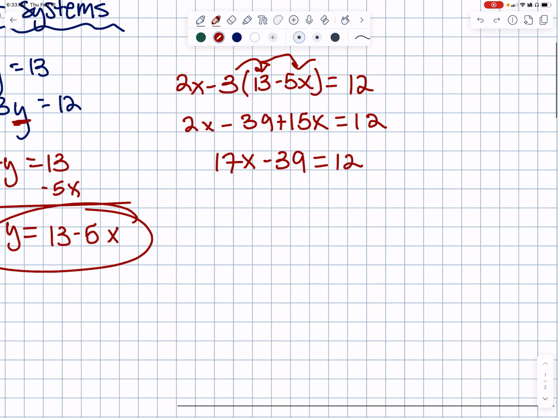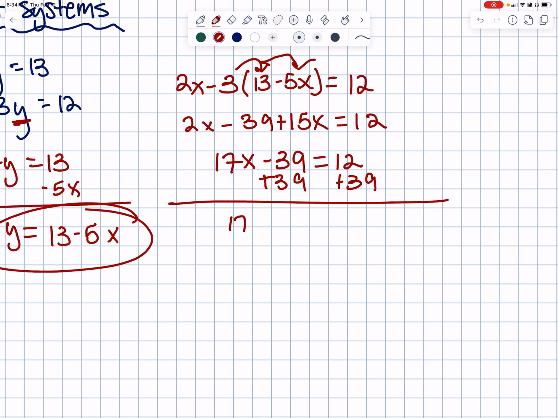Okay, what's the next thing we're going to do? We need to get 17x by itself. What are we going to do? We're going to add 39 on both sides. Now that's where you actually do the opposite of what it is on both sides. So we're left with 17x equals 12 plus 39, 51. Okay, 17x equals 51.